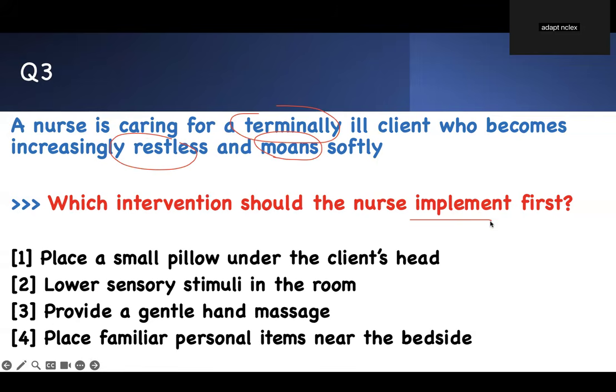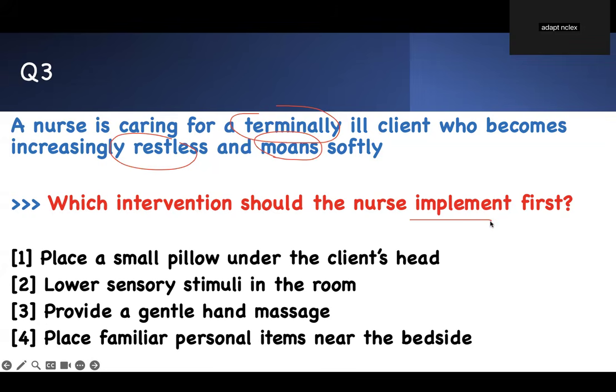Lower sensory stimuli in the room. That may probably agitate the patient more. Provide gentle hand massage that is trying to calm the patient. Place familiar personal items near the bedside so that when they see them, it may help with their restlessness or moaning. But this is the key. Common sense wise, there's a reason why I'm telling you the patient has restlessness and moaning. But then go back to your content.